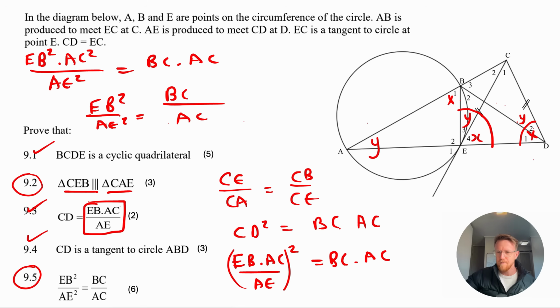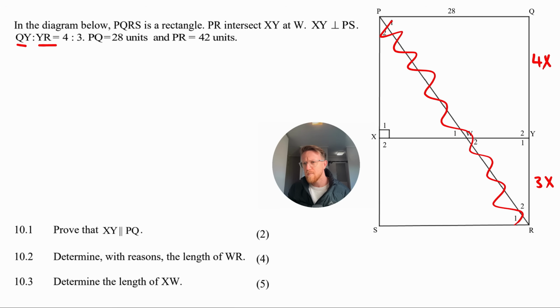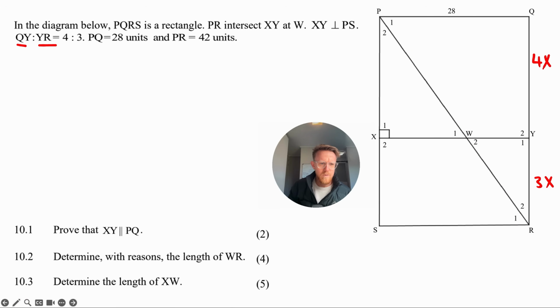In the diagram below, PQRS is a rectangle. I'm just looking for things that are not mentioned on the diagram. XY is perpendicular to PS, got it. QY to YR is 4 to 3. Okay, so I'm going to make this a 4x, and I'm going to make this a 3x. And then it says PQ is 28, got it? And PR is 42. PR, where are you, PR? Oh, okay, so they haven't shown that on the diagram. So sometimes they don't show everything on the diagram. Most times they do. So that length is 42.